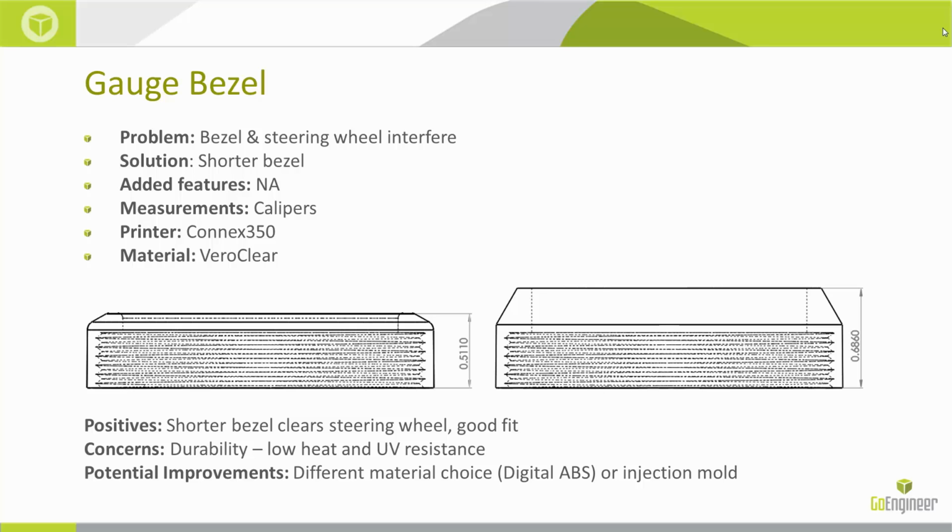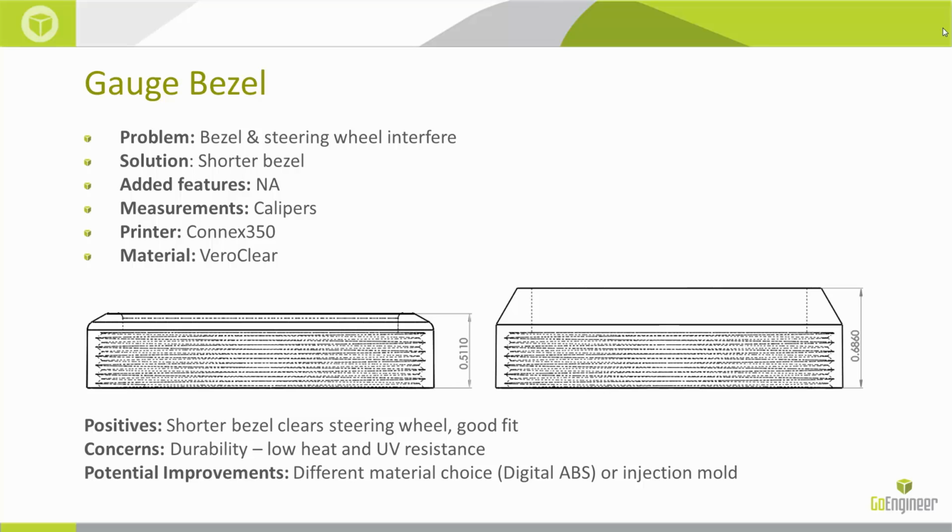All right, so the problem I was facing with this gauge bezel is that the gauge I had sits on top of the steering column, and the bezel, the front part of that gauge, was too tall. It actually interfered with the steering wheel, meaning if I tried to steer, it hit the bezel. So the solution to that problem was just a shorter bezel.